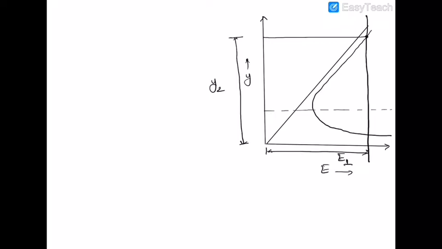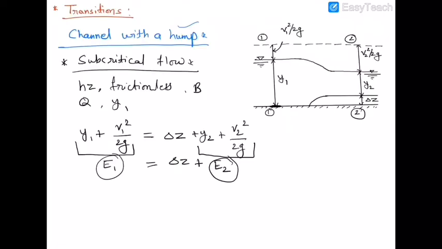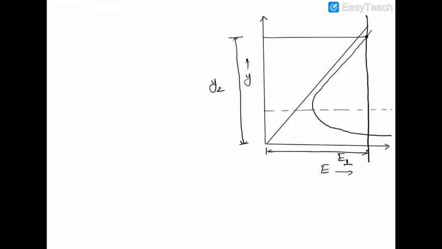Clear? Now we know that by providing the hump in the channel at section 2, the specific energy is decreased, and by what amount is it decreased? By this equation, if you observe, the specific energy is decreased at section 2 by an amount delta Z.